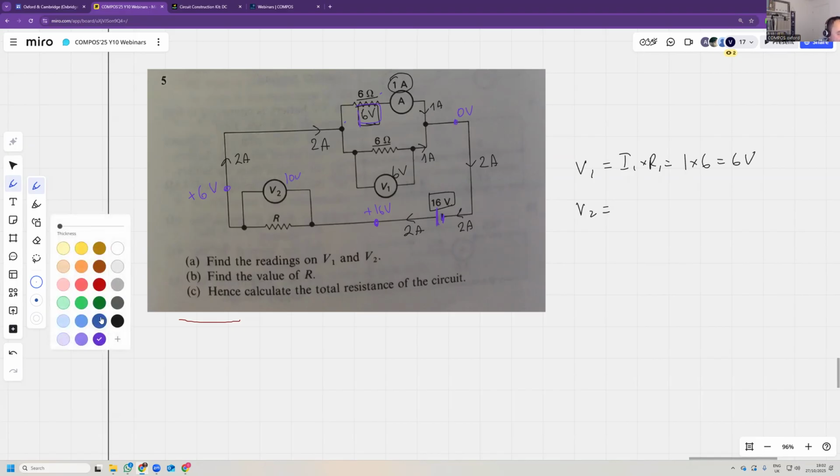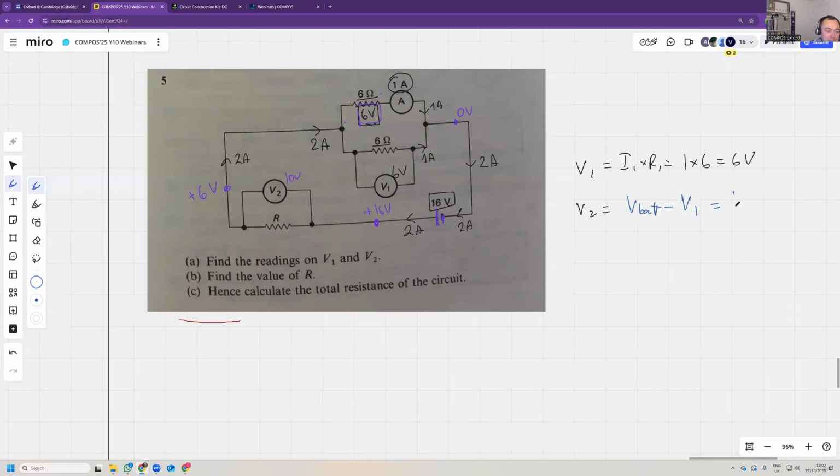So V2 is the voltage of the battery minus V1, which is 10 volts. If you think about it, you get 16 volts in the battery. You lose 10 here, you lose 6 there, you go back to the battery to get some more. In whichever way you go, you lose 6 this way or this way. Hope that makes sense.